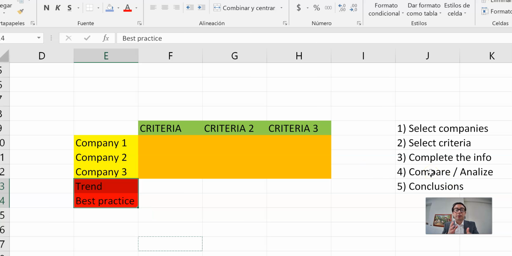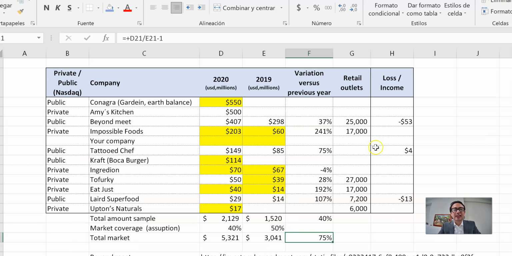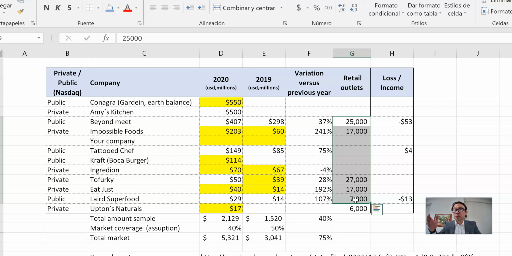You need to compare, analyze, and get your own conclusions, which is step number 5. The main objective of a benchmarking is to have a conclusion or understanding of the market, because you did research on different companies and you understand what their strategies are. In this example, I learned that the biggest companies have a lot of presence in the retail outlets. They have plans to expand and to have more presence in retailing.